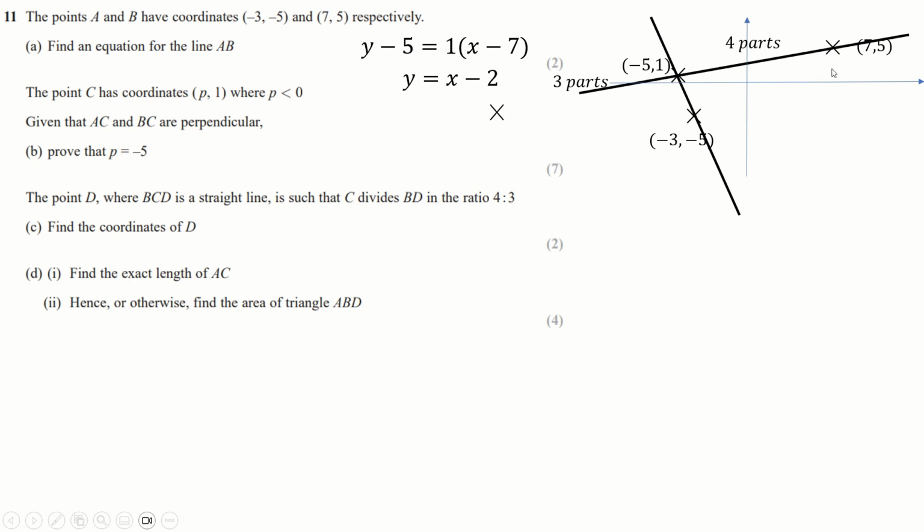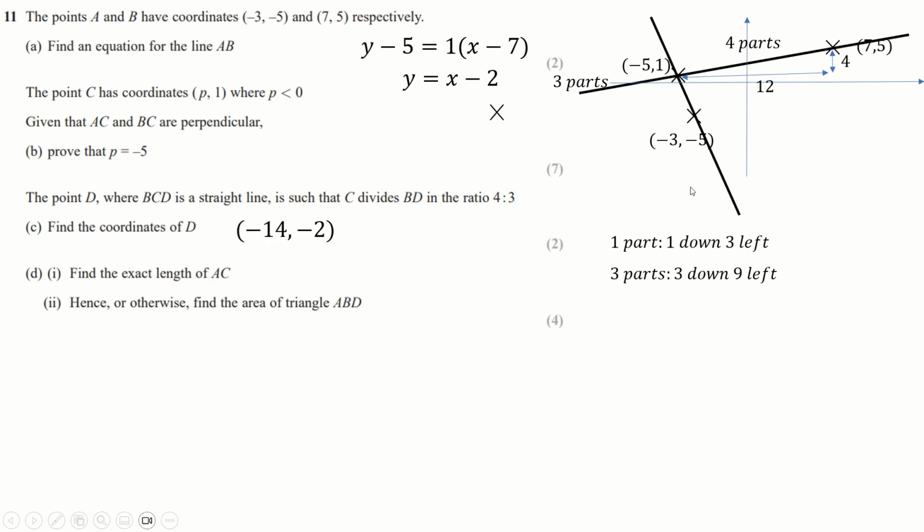We have a distance down of 4 here and a distance across of 12. So 4 parts is 4 down, 12 across. So therefore 1 part is 1 down and 3 across. And therefore 3 parts is 3 down and 9 across. So let's go 3 down from here to get to -2 and 9 across to get to -14. And that will be our coordinate.